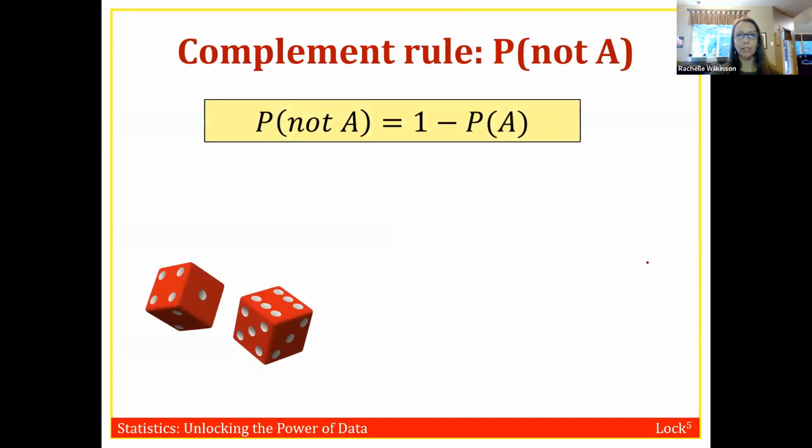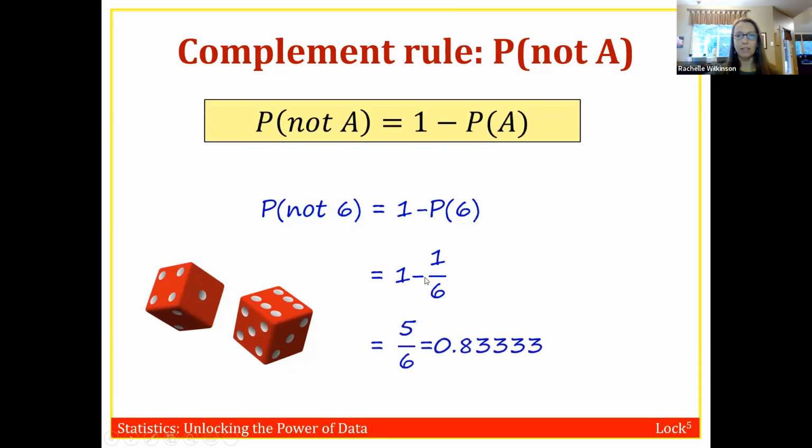So here's a little example. If I'm rolling 1 die and I want to know the probability that I do not roll a 6, then it's just 1 minus the probability that I do roll a 6. And when you roll a die, all the sides, as long as you don't have a loaded die, are equally likely. So the probability of rolling a 6 would be 1 out of 6. So 1 minus 1/6 gives me 5/6 or 0.8333. So the probability that I do not roll a 6 would be 0.8333.